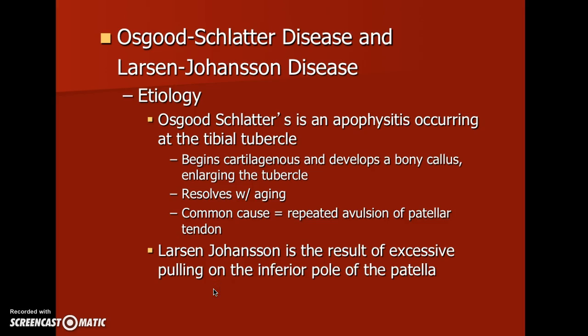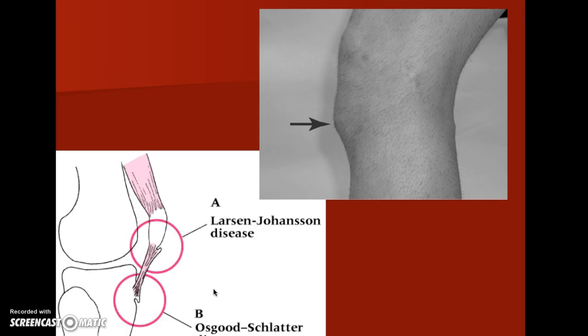Alright, the last couple of slides I want to cover are for Osgood-Schlatter disease and Larsen-Johansson disease. Osgood-Schlatter's is an apophysitis occurring at the tibial tubercle. And the Larsen-Johansson is a result of excessive pulling on the inferior pole of the patella. So this picture here will show you the difference. Larsen-Johansson happens at the inferior pole of the patella, whereas Osgood-Schlatter's happens on the tibial tuberosity down here. That's going to be the major difference.